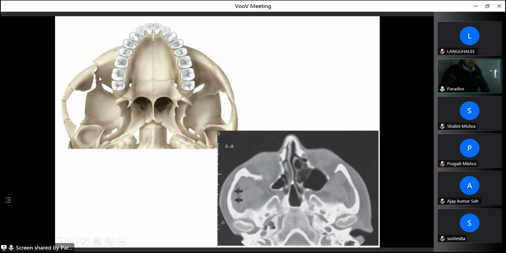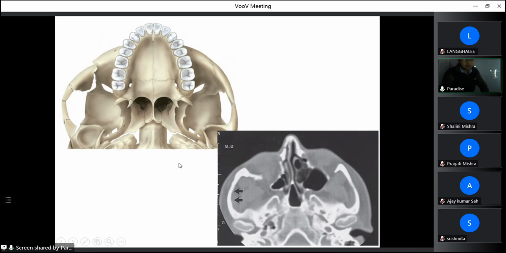In 3D reconstruction, you can see the zygomatic arch is fractured at four different locations. Here, here, here, and here. Here also it is fractured. If you see the axial section, you can compare it with the contralateral side. The zygomatic arch is straight on the contralateral side, but it is bulged outward due to fracture.